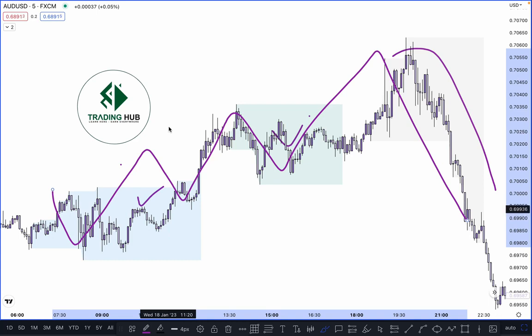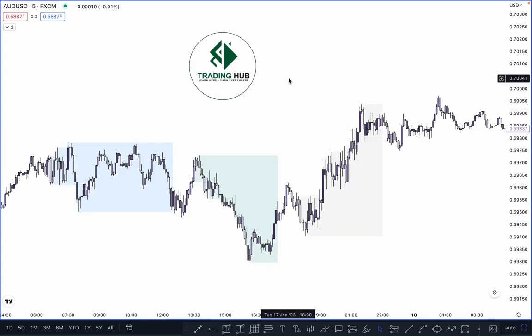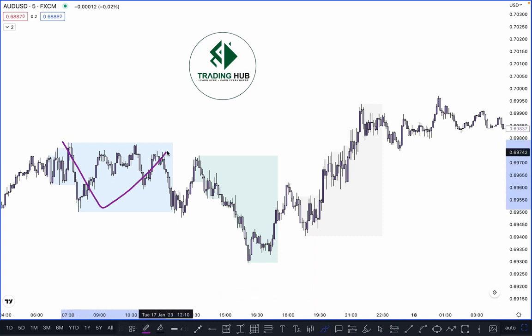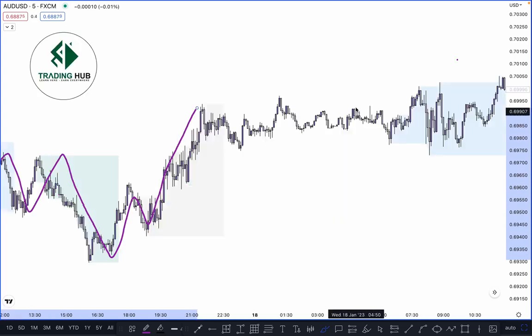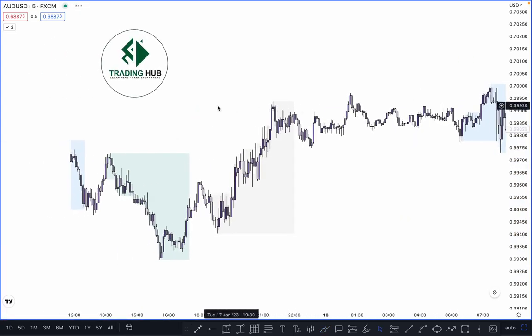Let's look at another example, and this is our next example. As you can see here, this one is our Asian session, this one is our London session, and this one is our New York session. You can see here in this bearish market, the Asian session was bearish and London is also bearish, and then what happened, New York gives you a reversal move to the upside.